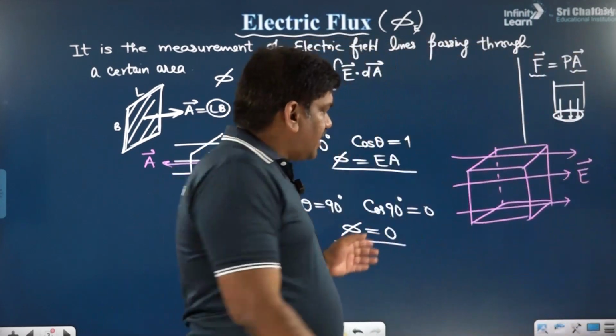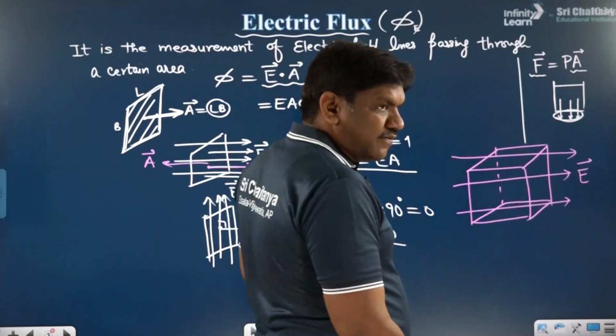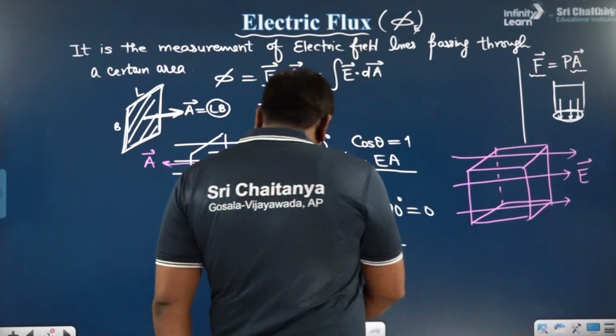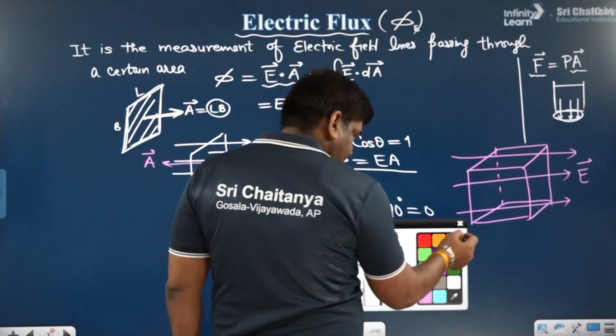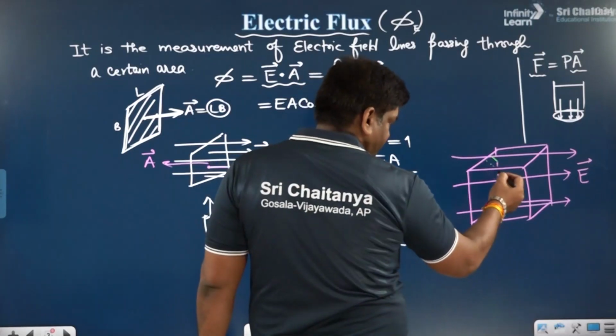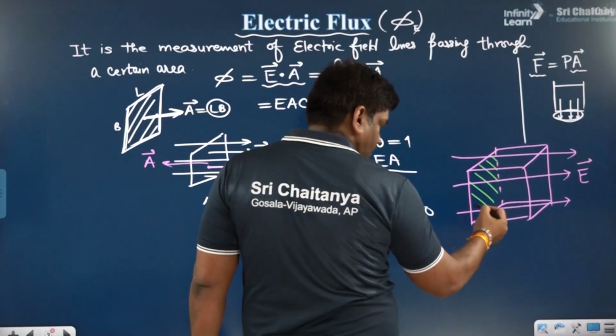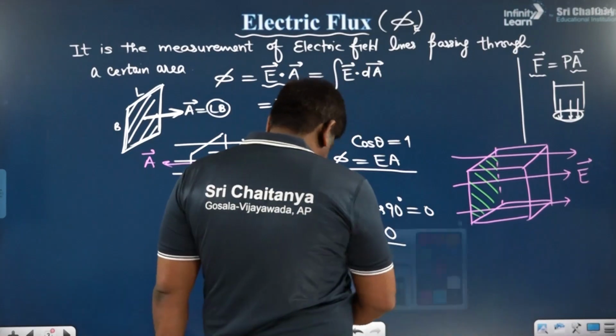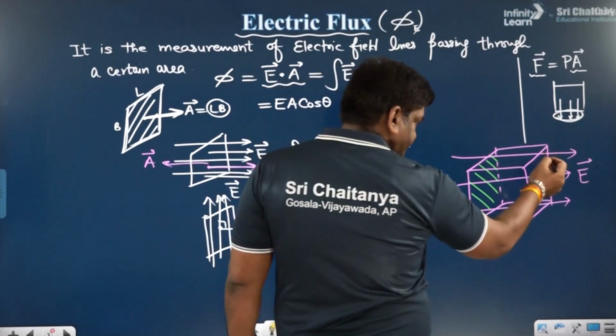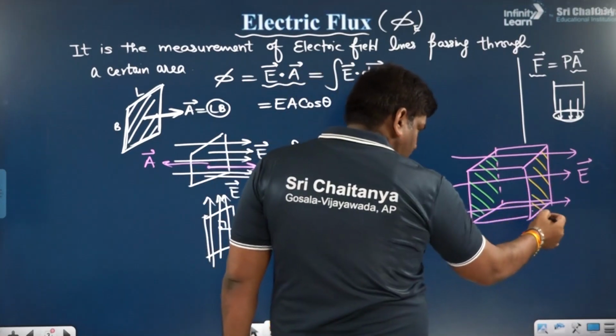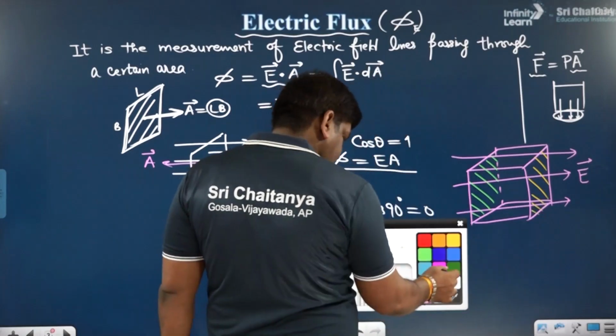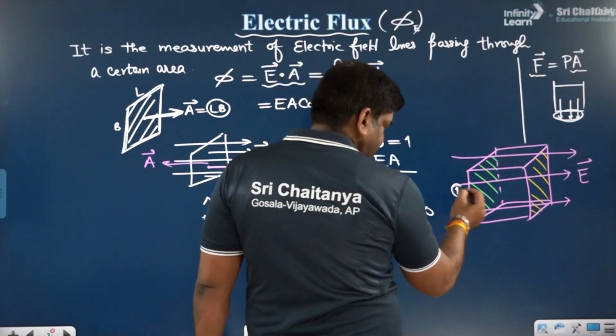For this particular field, how do we choose the area for different portions? I am just giving some different colors to these faces. Let us say this is one face of this cube, and this is another face of the cube. I named them 1 and 2.